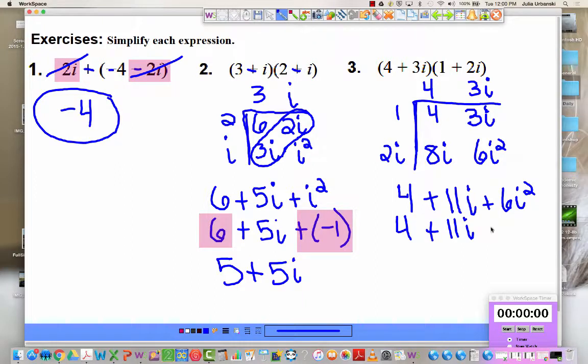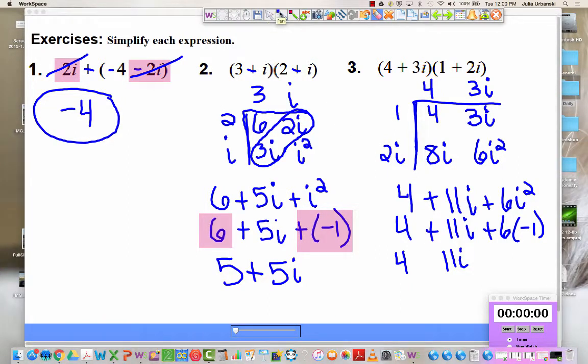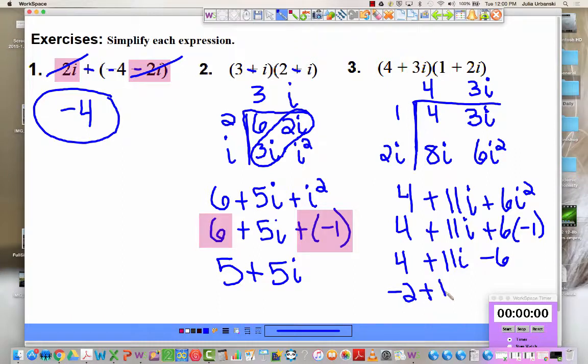So some of you are just going to get in the habit of every time you see an i squared, you're going to cross that off and make it a negative sign. But I'm going to write it out for you to see. i squared is really negative 1. So you have 4 plus 11i, and then minus 6. So negative 2 plus 11i. That's right. Whenever it's i squared, that's what happens. And it becomes negative 6, so negative 2 plus 11i.